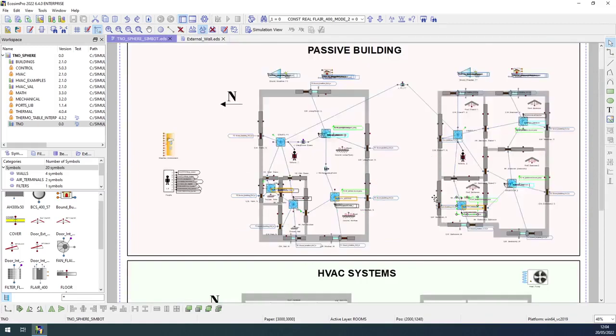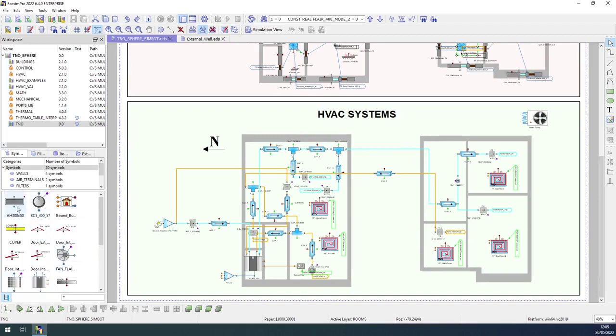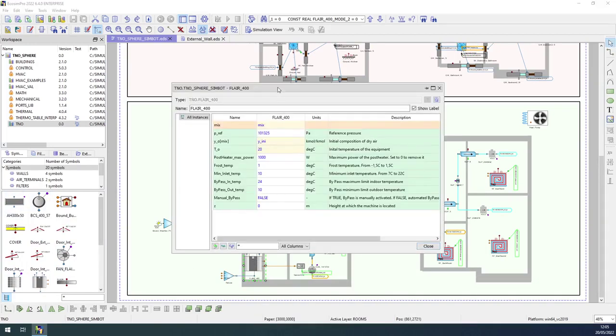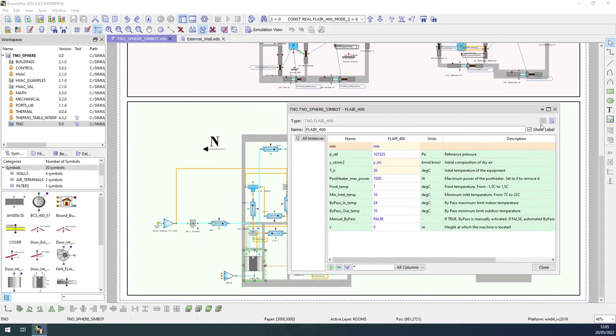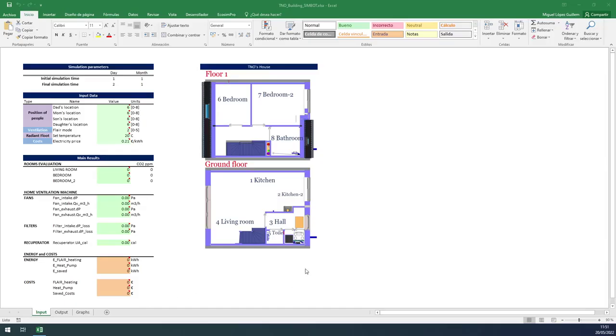The HVAC systems model is more complex and allows to model moist air mixtures with CO2 traces. HVAC equipment is also modeled by using manufacturer diagrams and characteristic tables and parameters. In this case, for the Flare 400 machine used for ventilation purposes. The HVAC systems model is composed of the Flare machine, the ventilation circuit, radiant floor, and a heat pump. Then, this whole mathematical model is exported to Excel.